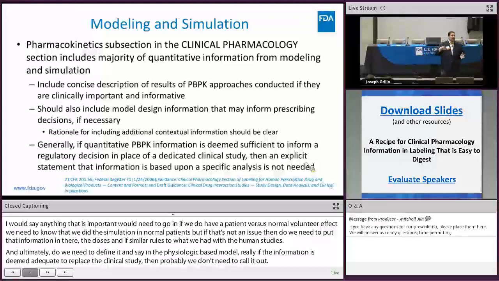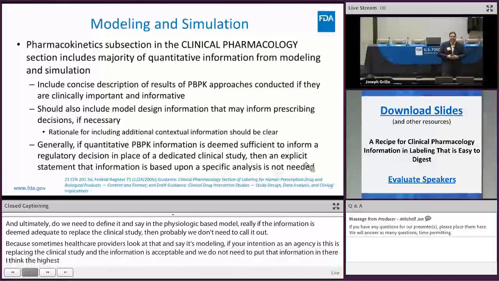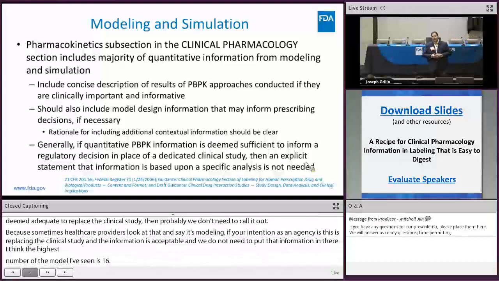I think that the highest number of mentions of pop PK I've seen in a label is like 16. If you're going to do that, if you really want it badly, just put it at the top: all the PK was done based on pop PK, and that should be sufficient to let folks know. We don't have to keep repeating it.